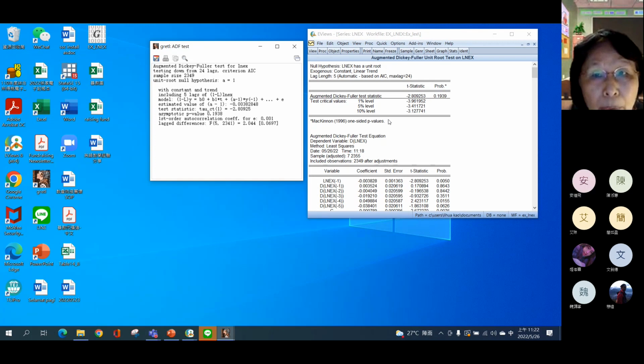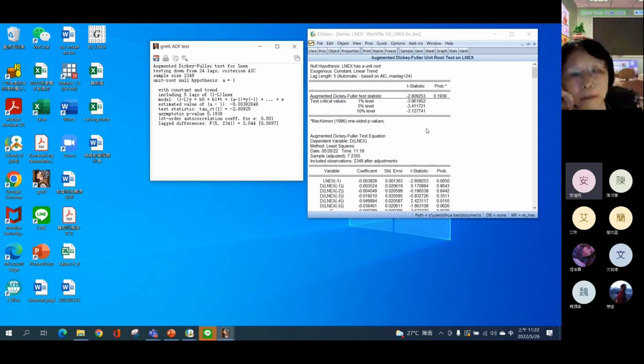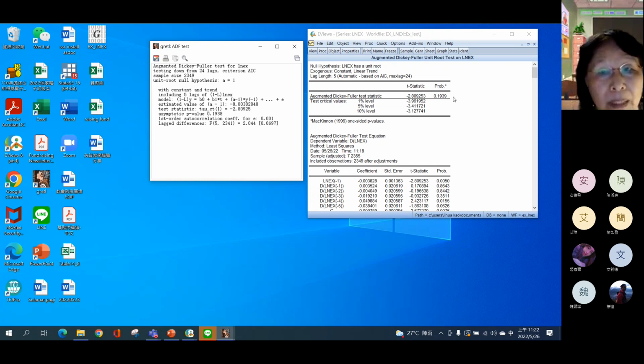And here, for our example, even at 10%, this probability is larger than 10%. Do not stick only to 1% or 5%. Just look at the probabilities. If it is greater than 10%, then you're not able to reject the null hypothesis.